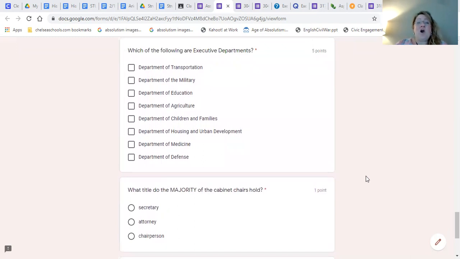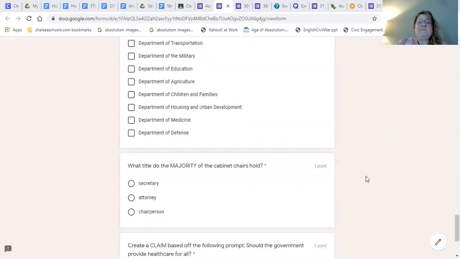Which of the following are executive departments? You will choose 5 of the options. Department of Transportation, Department of the Military, Department of Education, Department of Agriculture, Department of Children and Families, Department of Housing and Urban Development, Department of Medicine, Department of Defense.